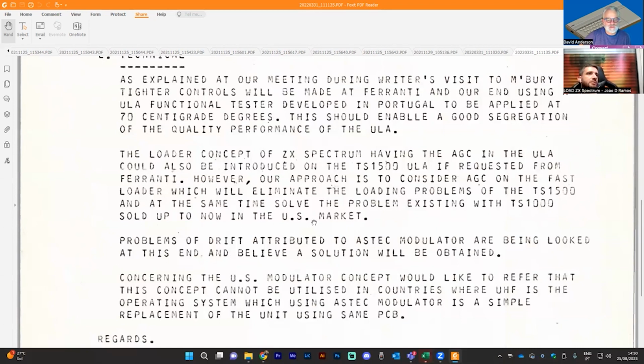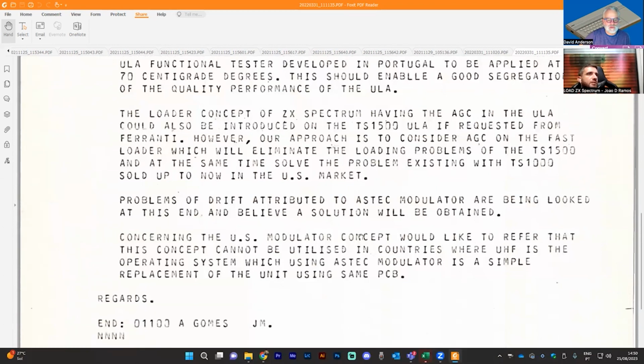Problems of drift attributed to the Aztec modulator are being looked at this end, and we believe a solution will be obtained. Concerning the US modulator concept, we would like to refer that this concept cannot be utilized in countries where UHF is the operating system, whereas using the Aztec modulator is a simple replacement of the unit using the same PCB.